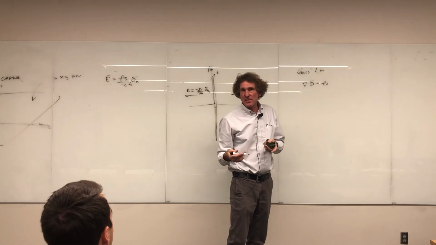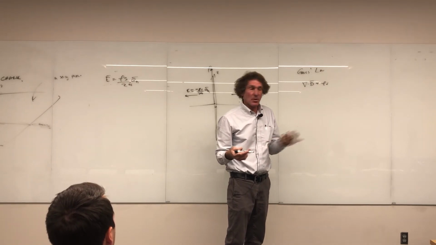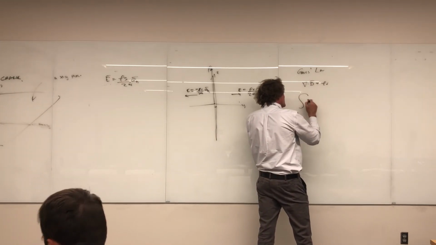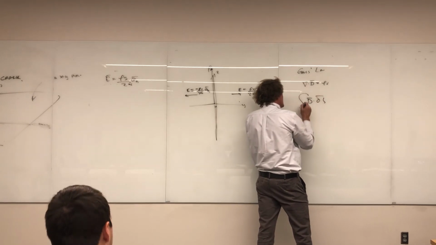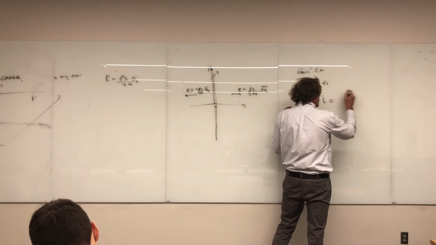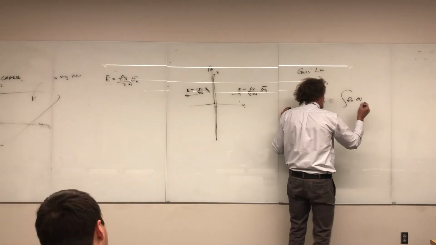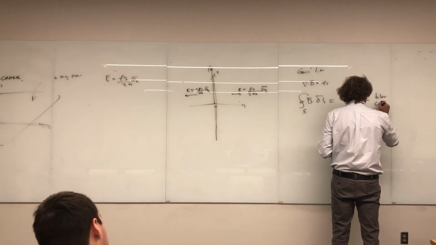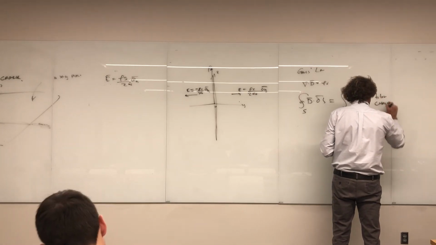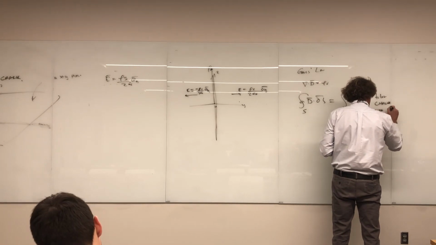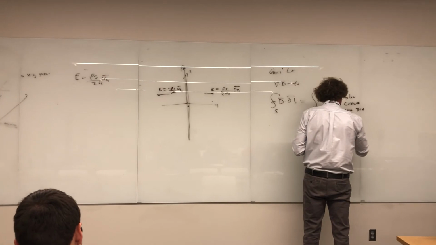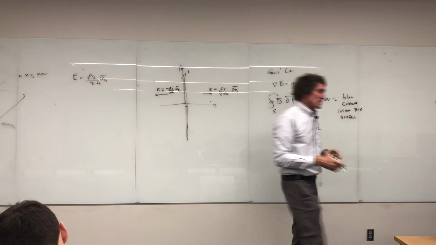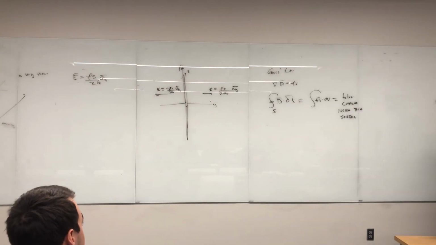You're given a D field, you take the divergence of it to get rho v, the volume charge density. The second is the integral form: the integral of D dot ds over any closed surface is the integral of rho v dv over the volume, and that's just equal to the total charge inside the surface. Do you all agree with that?